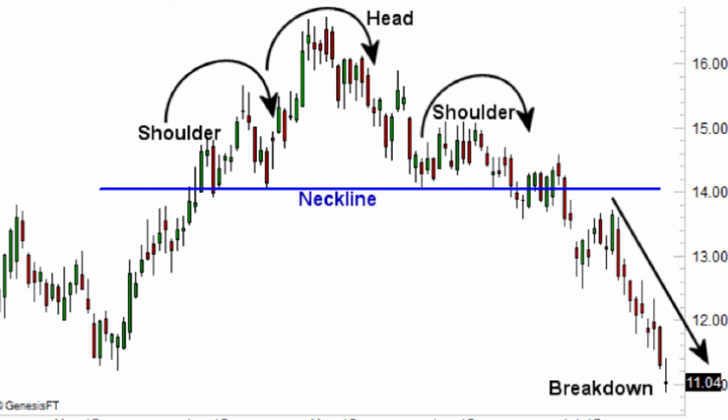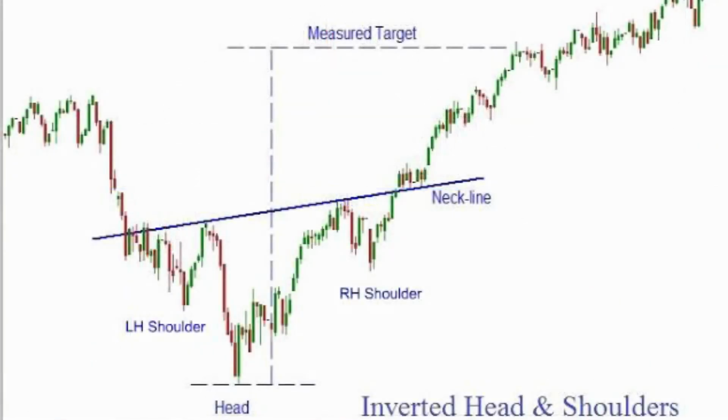And just like this head and shoulders, there is an inverse head and shoulders pattern as well. This inverse head and shoulders is a bullish pattern. Like the head and shoulders was a bearish pattern, this is a bullish pattern where you can see a neckline is formed. Now it need not be a horizontal neckline, it can be a slanting one as well.